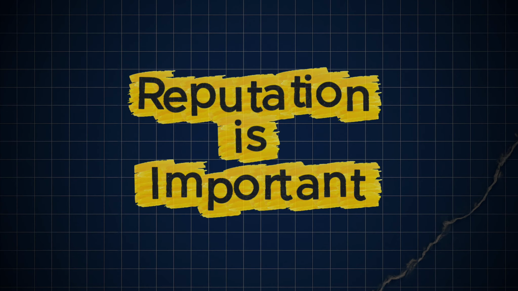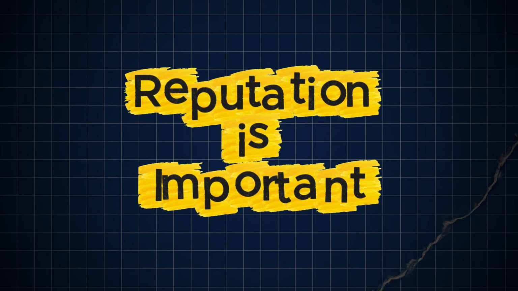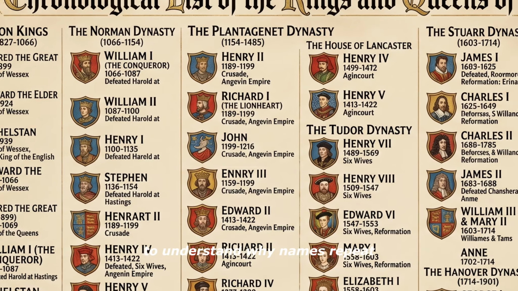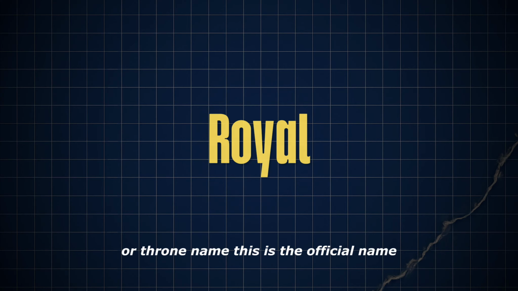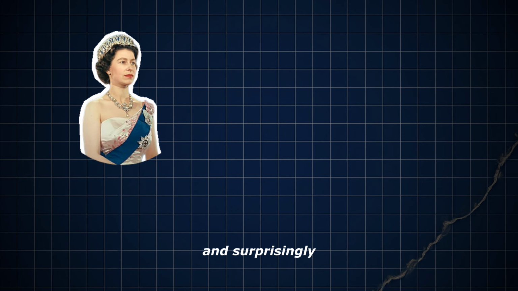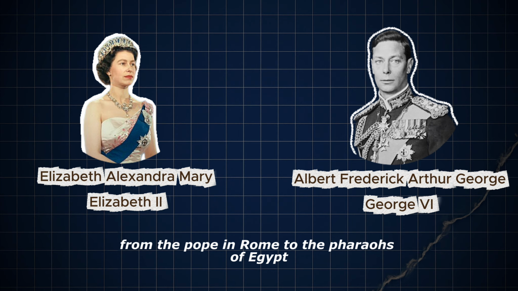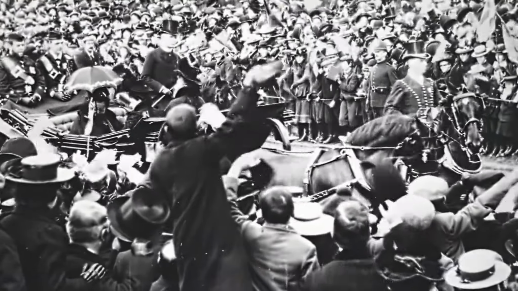When we look at the long lineage of British monarchs, the repetition is staggering. But this isn't an accident. In the world of monarchy, where power is passed down through bloodlines, identity is everything. To understand why names repeat, we first have to understand the regnal name, or throne name. This is the official name a ruler adopts the moment they take power, and surprisingly, it doesn't even have to be the name their parents gave them. From the Pope in Rome to the pharaohs of Egypt, the act of choosing a name is a powerful political tool. So, let's get into it.